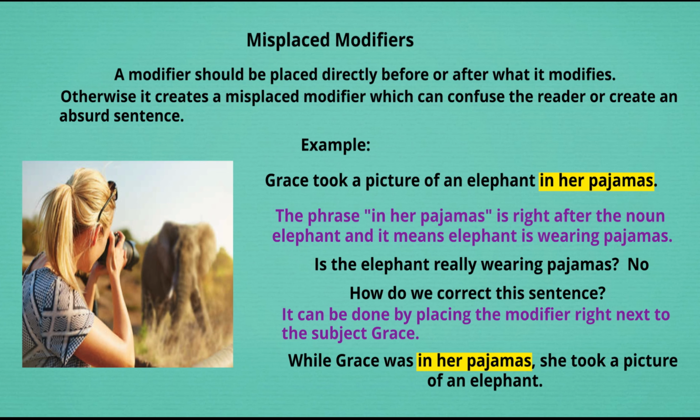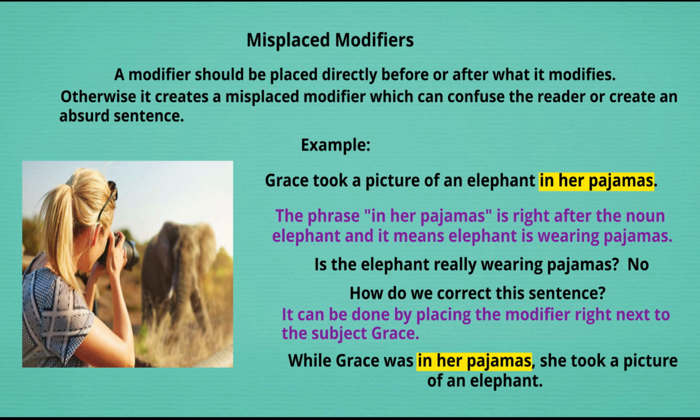Let's see the first one. Misplaced modifiers. A modifier should be placed directly before or after what it modifies. Otherwise, it creates a misplaced modifier which can confuse the reader or create an absurd sentence, like the first sentence which we saw, full of tons of trash, the mayor. Right? We had to change that into the landfill instead of mayor, right?